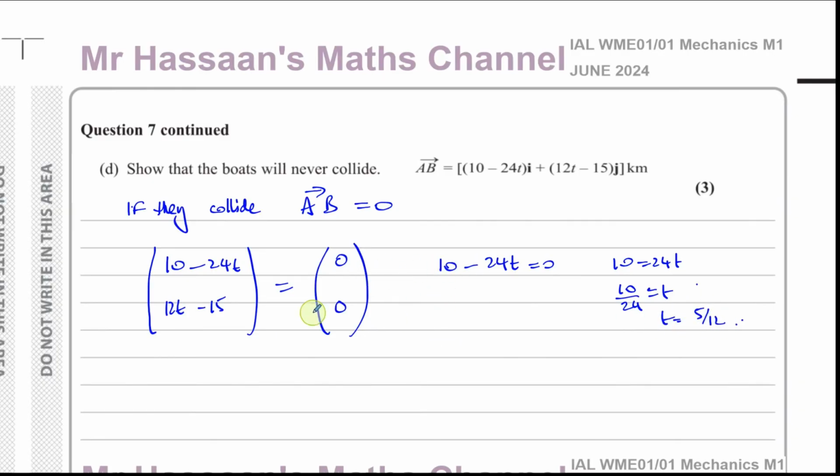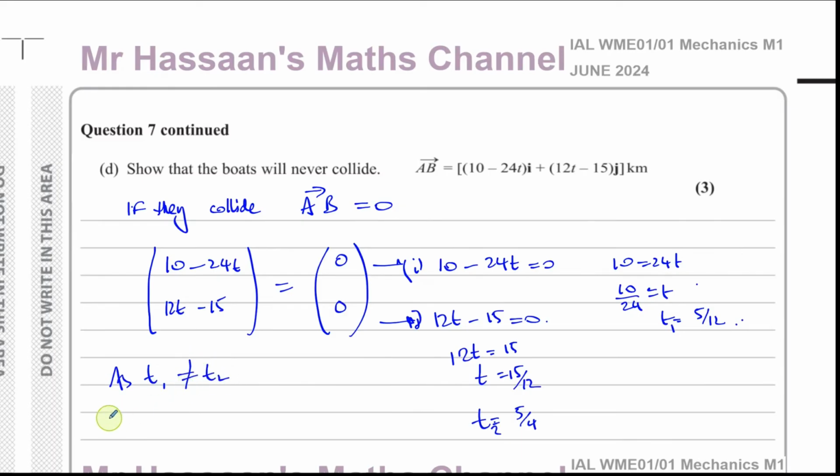That's from the first equation. From the second equation, we get 12t minus 15 equals 0. This is from the i's, and this is from the j's. So you've got 12t is equal to 15. t is equal to 15 over 12. So t is equal to, 3 goes into this, 5 over 4. Okay, so let's call this T1 and T2. As T1 and T2 are not the same, therefore they will never collide.